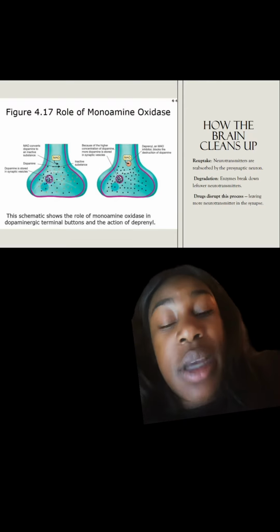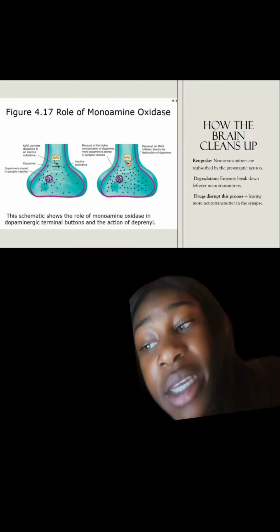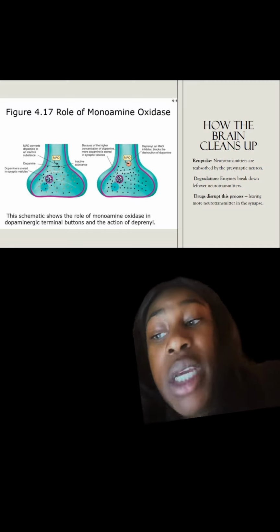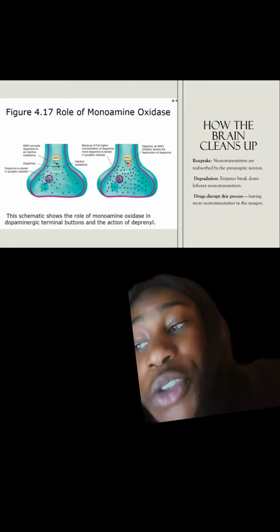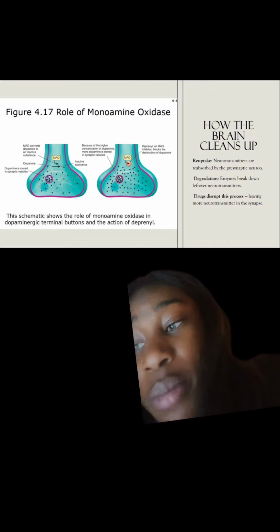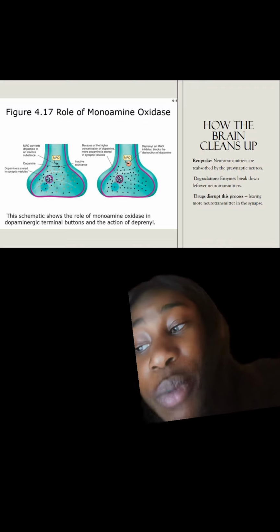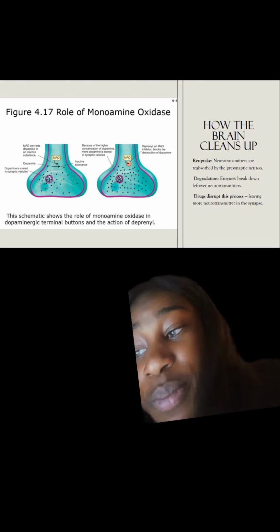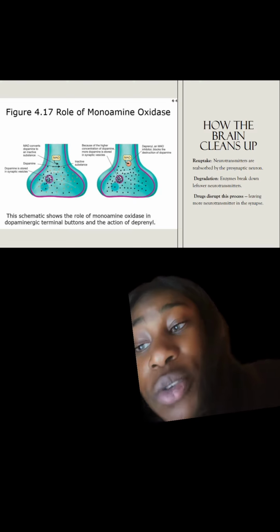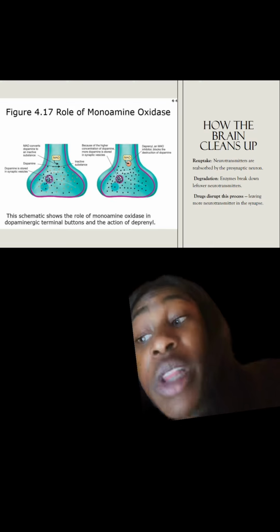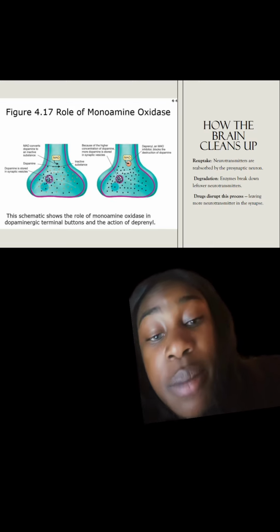The brain cleans up this process by reuptake, degradation, and drugs. During reuptake, neurotransmitters are reabsorbed by the presynaptic neuron. In degradation, enzymes break down leftover neurotransmitters, and the drugs disrupt this process, leaving more neurotransmitters in the synapse.